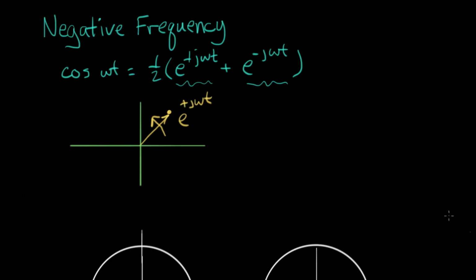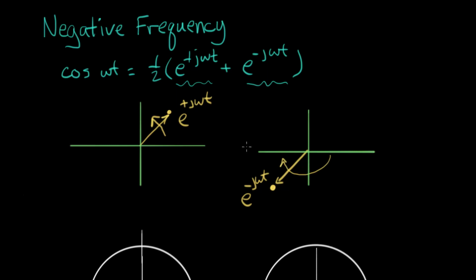Now the other thing, this term over here, would look like a similar thing. It'd be some vector in space. There's that number right there, e to the minus j omega t. And this one is rotating in the negative direction, so that means this is rotating this way.